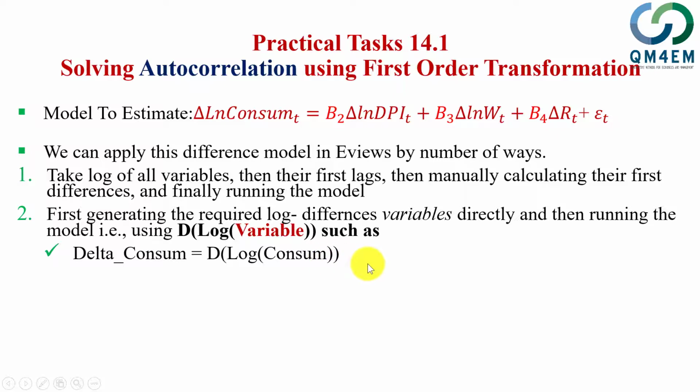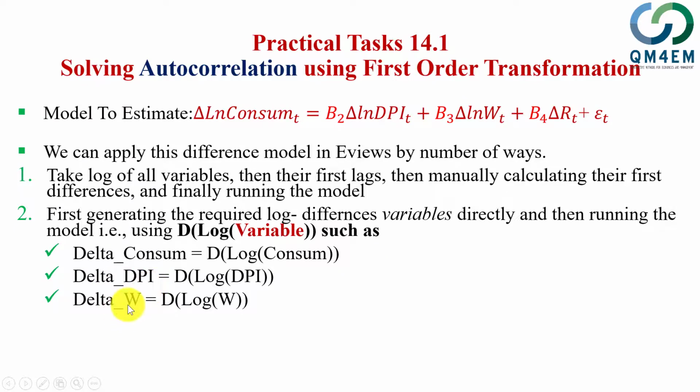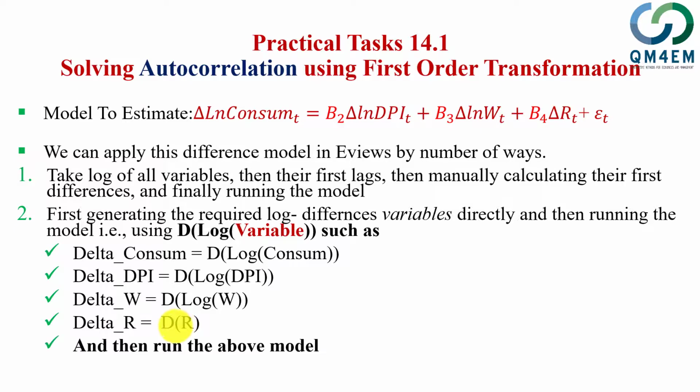Similarly, you derive delta DPI and delta W, which will be done through generate new variables. Finally, delta R is just dr because it is without the log form. So that's the second way of doing it, a slightly quicker way of doing this model. Once we have these variables generated, then we can run this model.